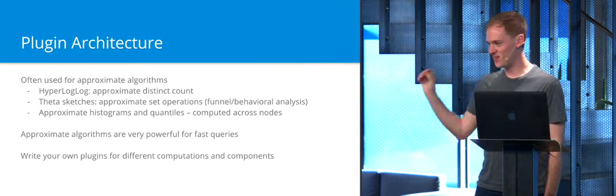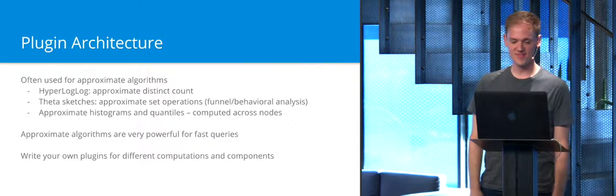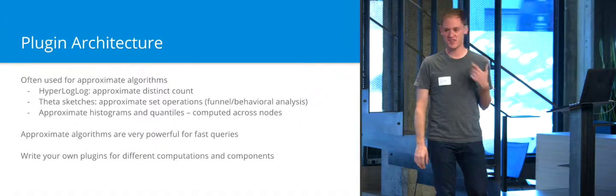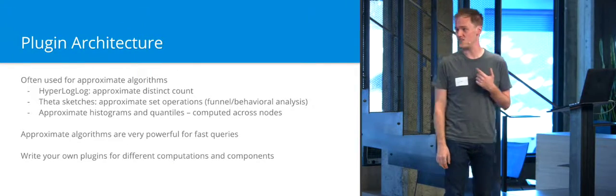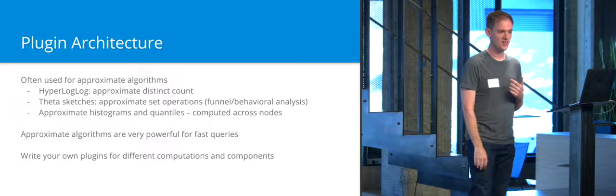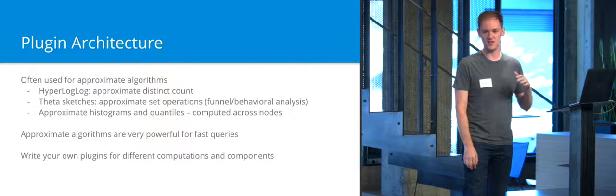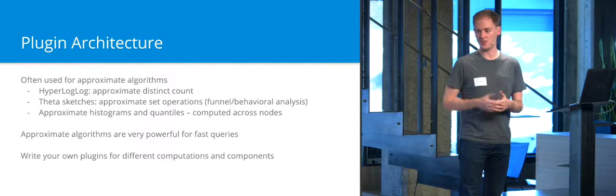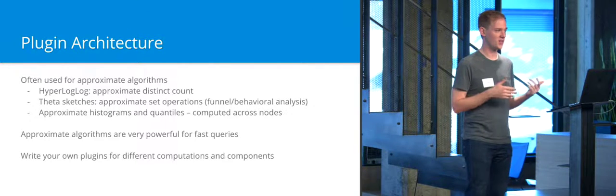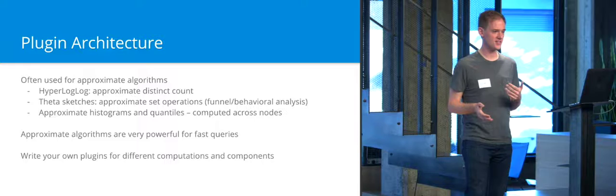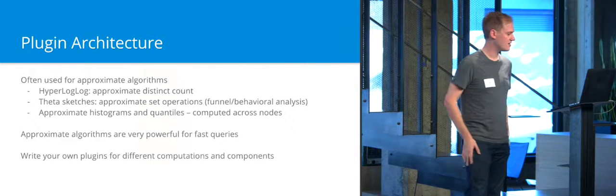But we at least use the same approximation through and through. So these approximate algorithms, which again are something that Druid's known for, are very powerful for making fast queries. And approximate histograms don't have any error bound on them. They do in practice, it depends on the dynamic range of your data. Theta sketches and hyperloglog do have strict error bounds that you can look up in our documentation.